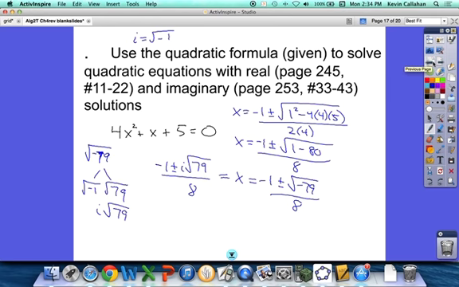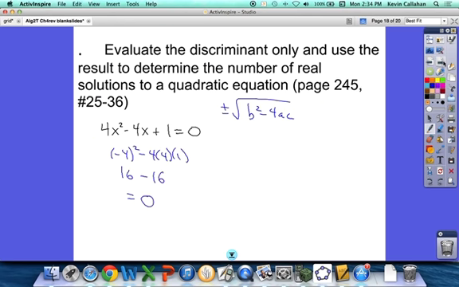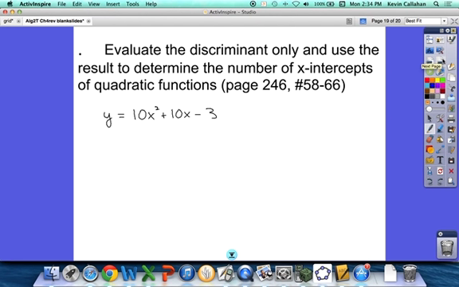In your homework, you had both these kinds of problems. First, you had the kind of problem which said, evaluate the discriminant only. Use it to determine the number of real solutions to a quadratic equation. Then you had questions at the end of that which said, evaluate the discriminant and use it to determine the number of x-intercepts to the quadratic function. What was the difference between both of those?